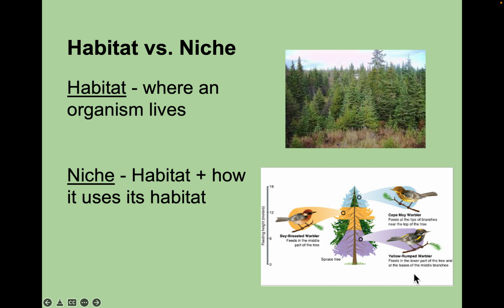So, a habitat is the location where an organism lives. A niche actually has a very long definition if you look it up, but basically, a niche is a habitat and how it uses its habitat. The habitat is more like maybe a tree, whereas a niche, you can see they have three birds living in the same tree, but they use it in different ways.